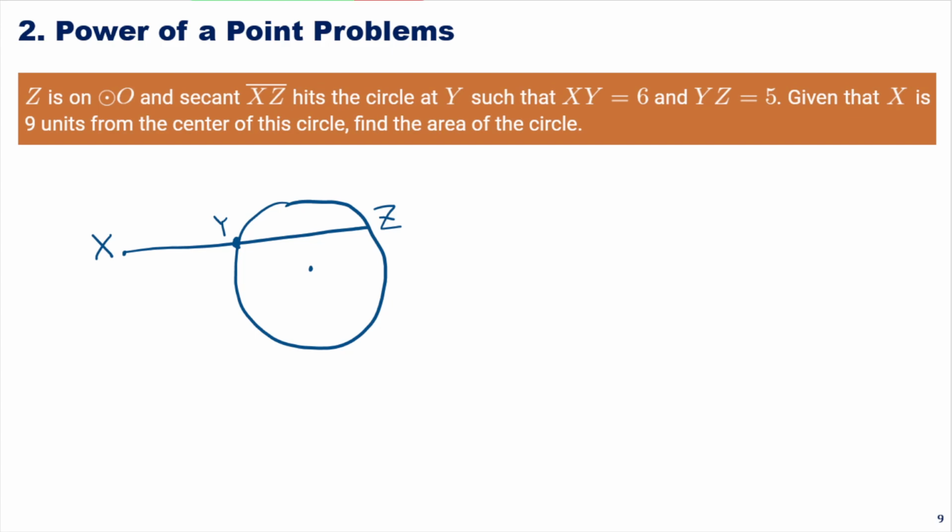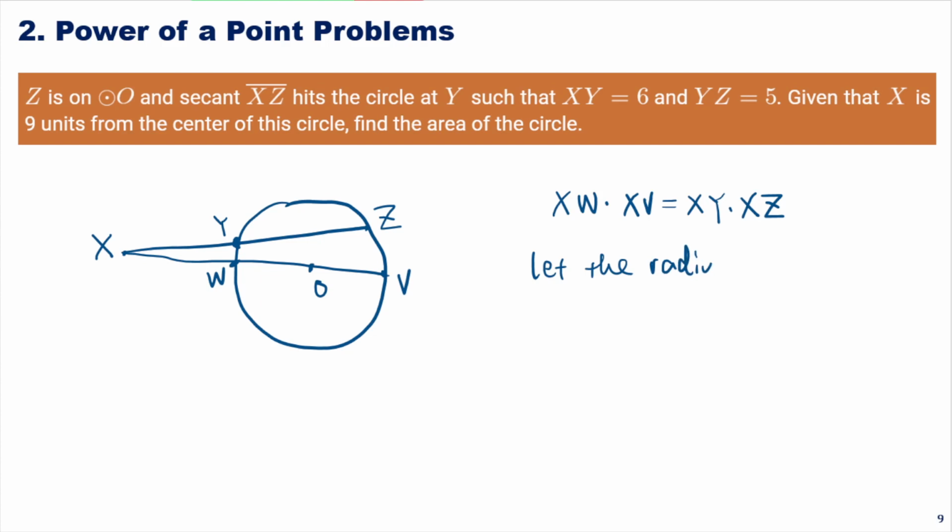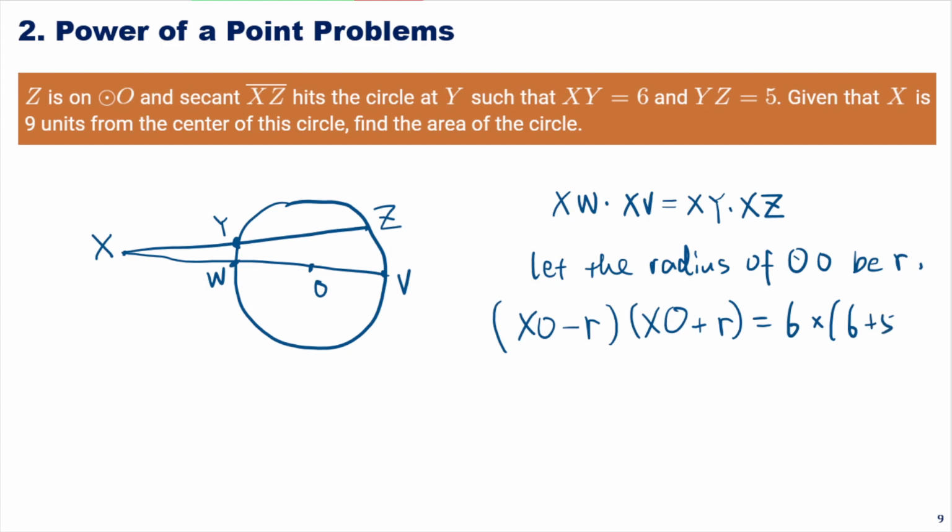Given that X is 9 units away from the center, that means we can continue segment XO to hit the circle again at some point V, and let's call this point W. So we can use the power of point X. We have XW times XV equals XY times XZ. If you let the radius of the circle be R, substitution gives us XO minus R times XO plus R equals 6 times 6 plus 5, right?